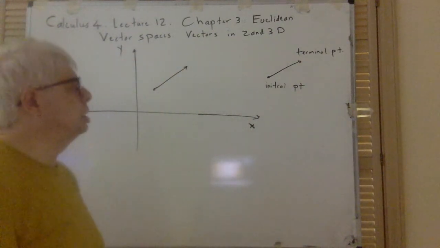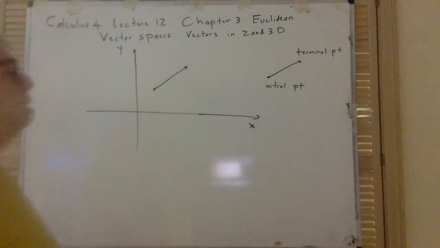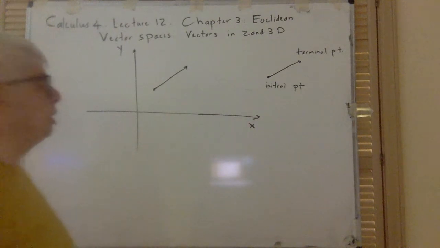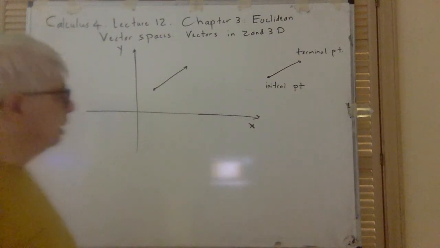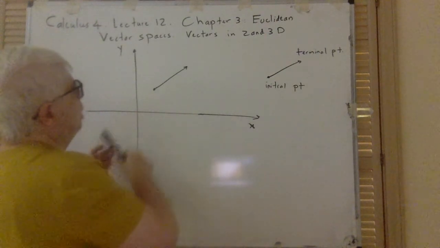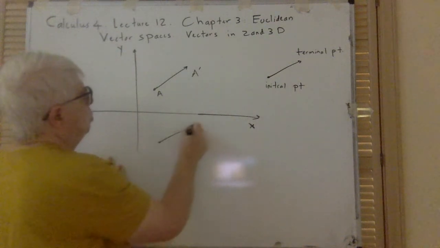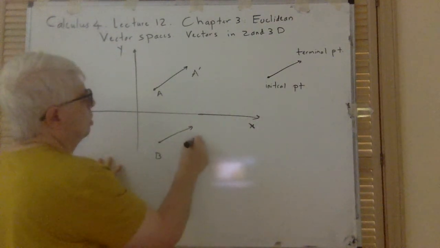Since this is a translation of, in this case, R2, it is applied to every point of R2. So it takes, for example, this point A to A prime, it takes point B to B prime, say, and so on.